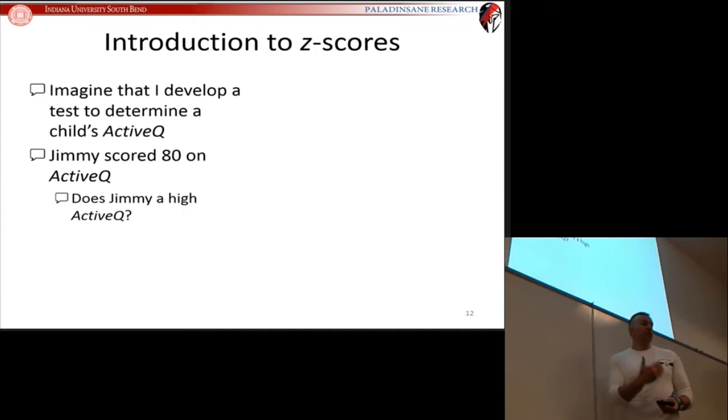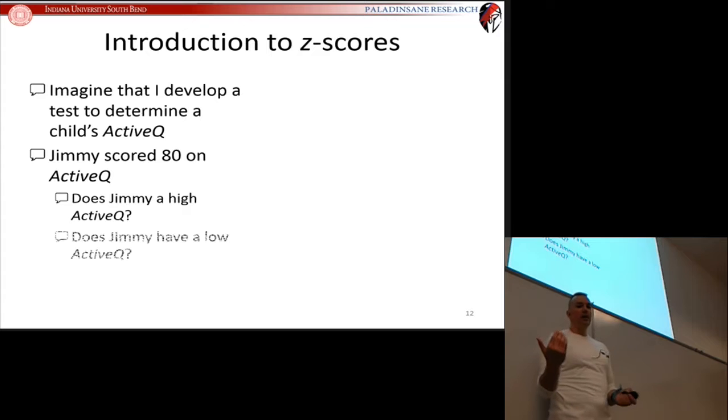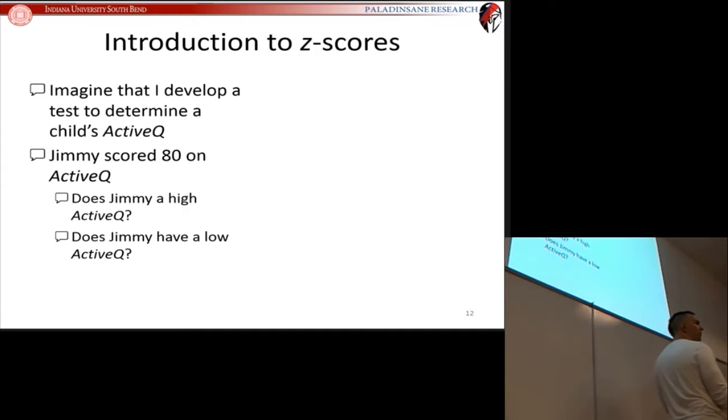Is Jimmy very, very active? Is it a low active Q score? What does 80 mean? Well, 80 on its own is meaningless. It means nothing. What we need to do is put it into context.